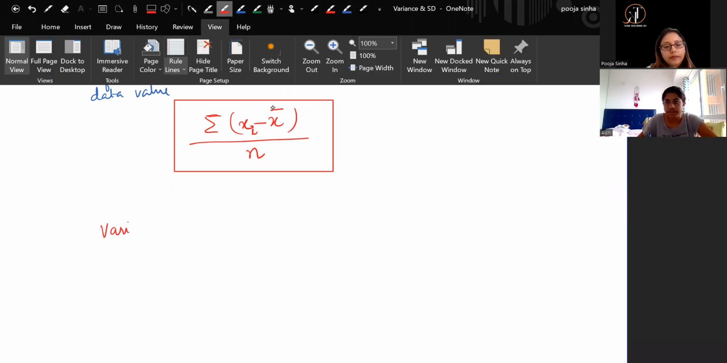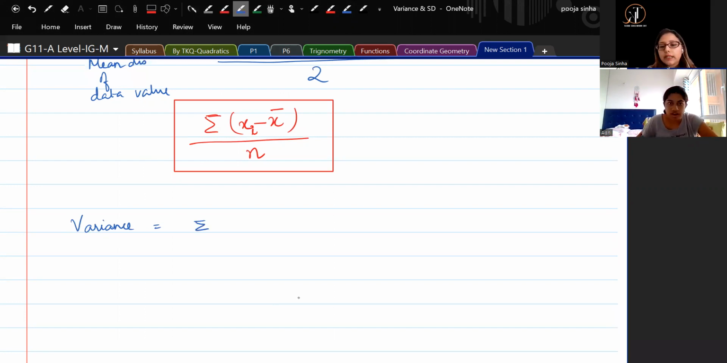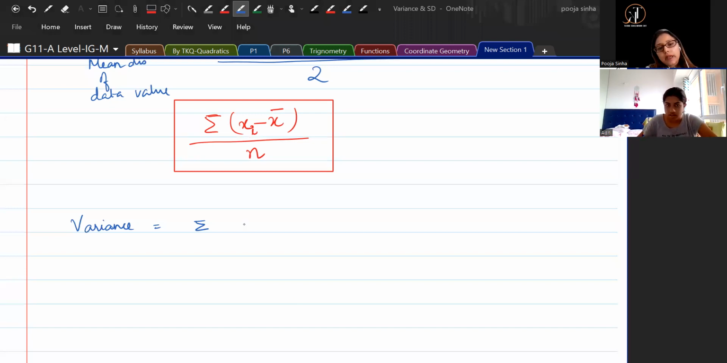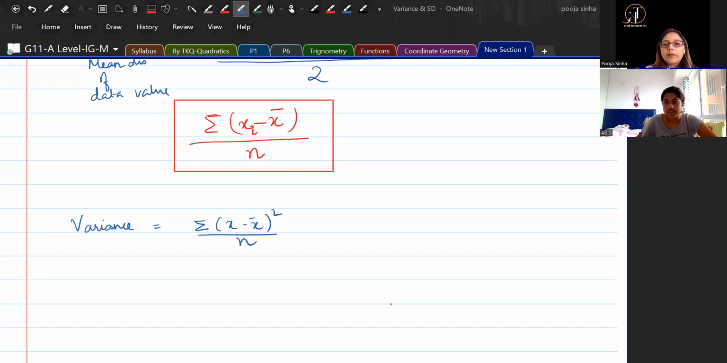the summation of x minus x bar, the whole square, divided by n. That's what the summation is. Yeah, and then this is the variance.